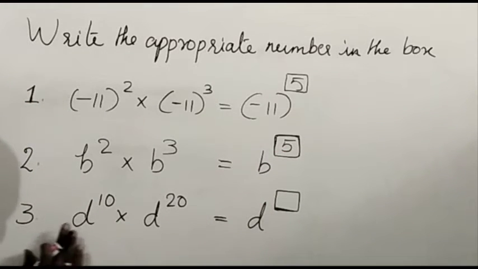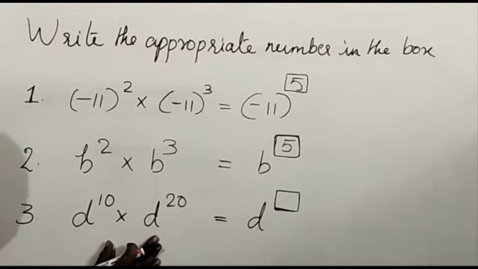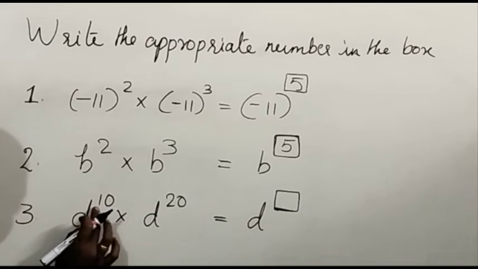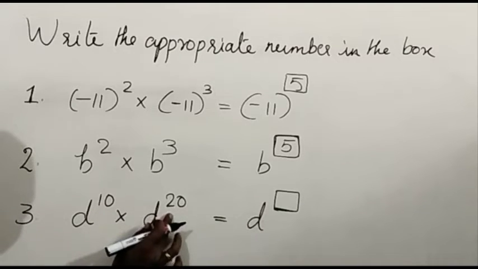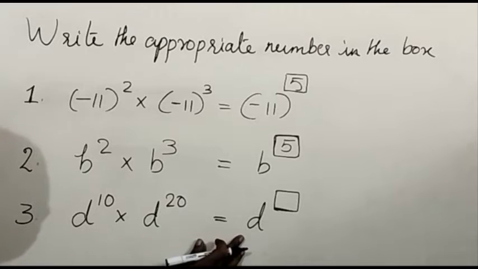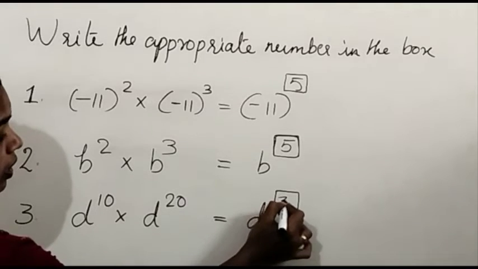Third one, d raised to 10 into d raised to 20 is equal to d raised to the blank. Here take the sum of the powers, that is 10 plus 20 is equal to 30. So the answer is d raised to 30.